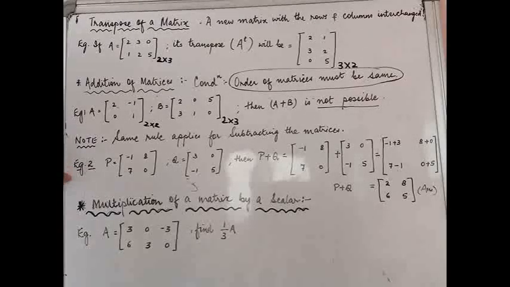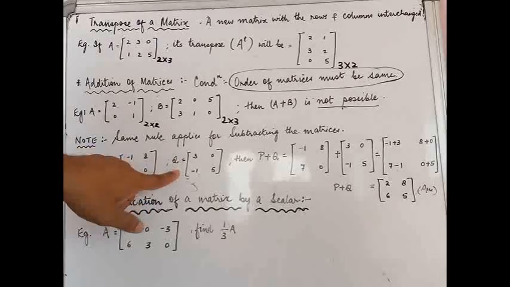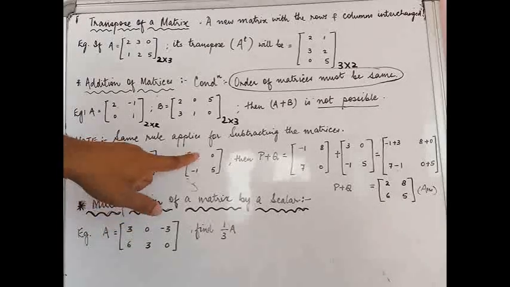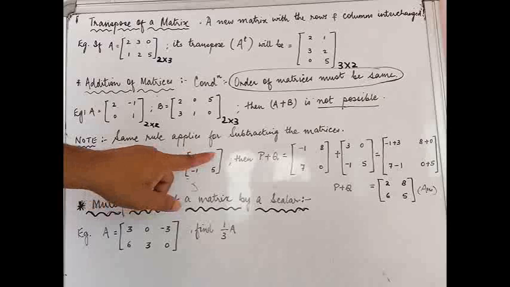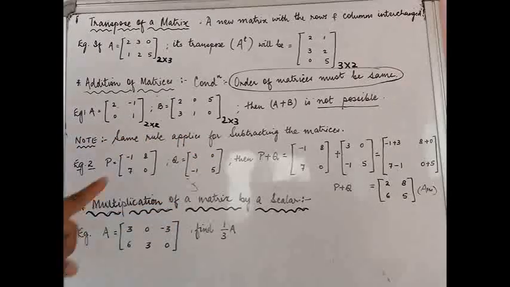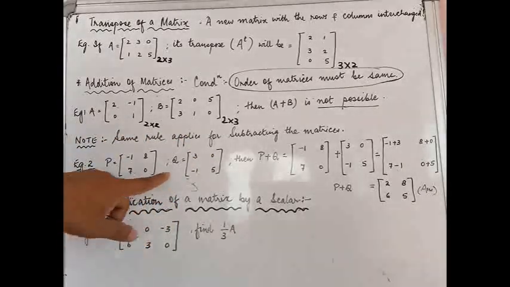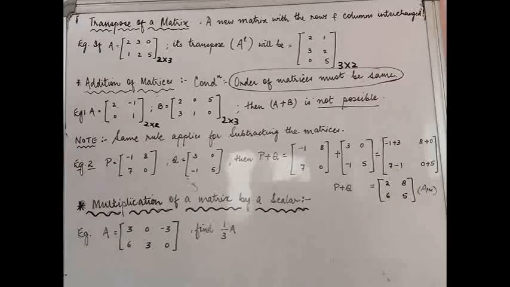So to understand this particular rule better, why is this condition present in case of addition of matrices? This example 2 will help you understand it better. Now you see, there is a matrix P, minus 1, 8, 7, 0. So 2 rows, 2 columns, so the order will be 2 by 2. Similarly, there is another matrix Q, 3, 0, minus 1, 5. Again 2 rows and 2 columns. So the order of these two matrices are same, 2 by 2 and 2 by 2.